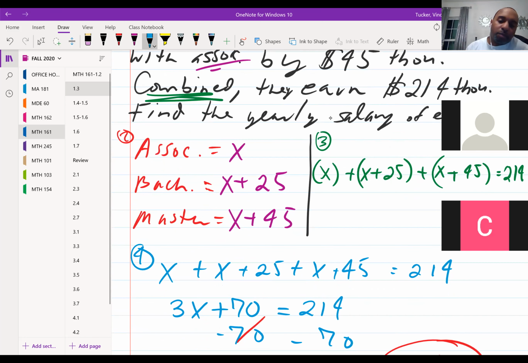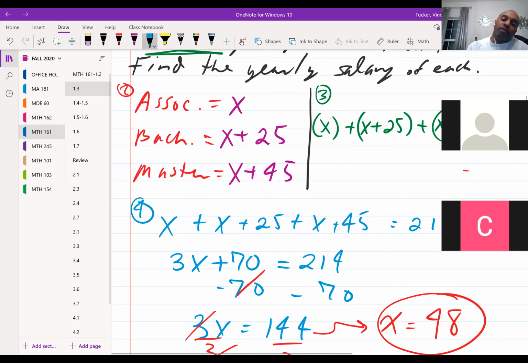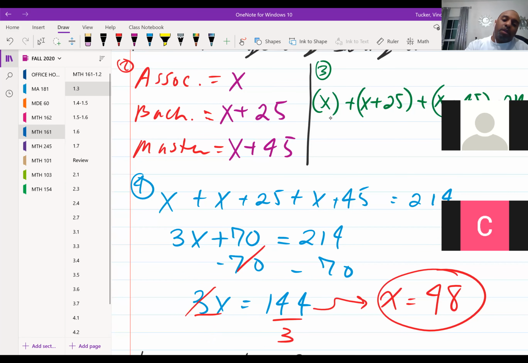So we have X plus 25 plus X plus 45 equal to 214. Combine your like terms. X plus X plus X is 3X. 25 plus 45 is 70. Subtract 70 from both sides. That would be 3X equal to 144. Then divide by that 3. Threes cancel. X is equal to 48.